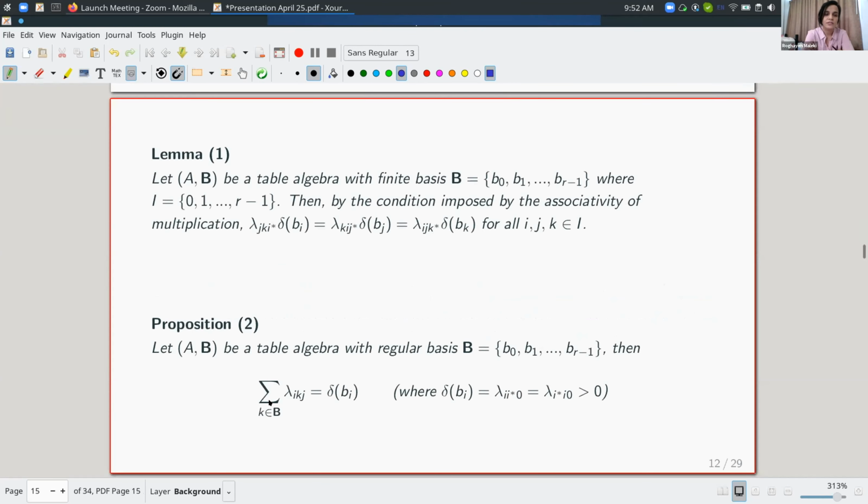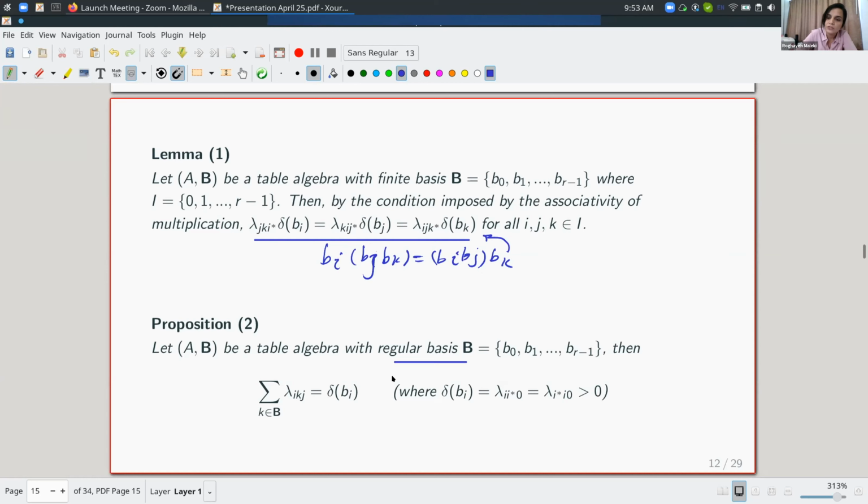If we consider a table algebra with finite basis B, we have this identity here that is obtained by the associativity of the multiplication, because when you multiply basis elements, the proof is very long and complicated, so I avoided talking about the proof here, but in fact, it comes from the associativity of the multiplication that we can have this identity over the structure constants of the algebra.